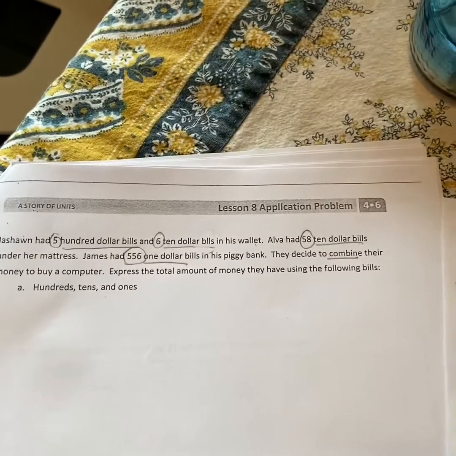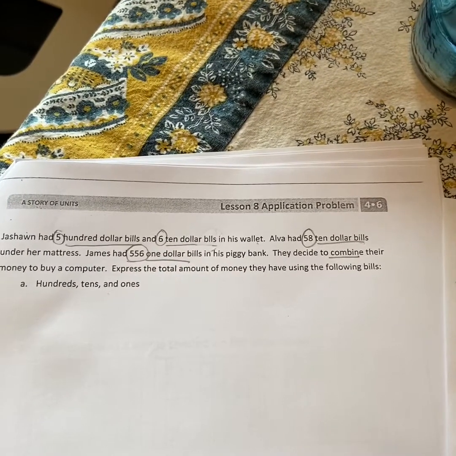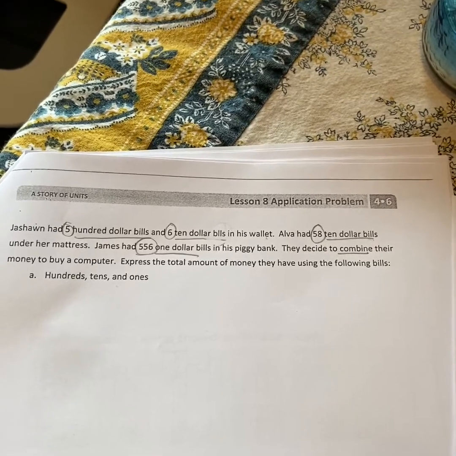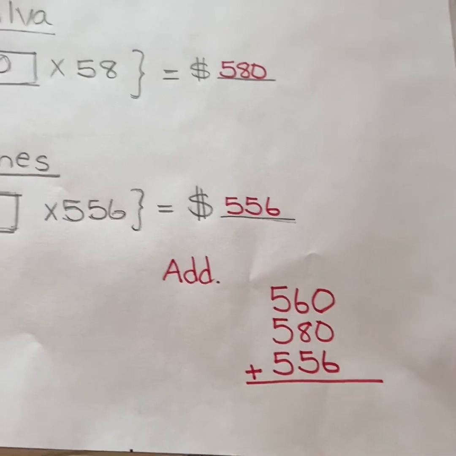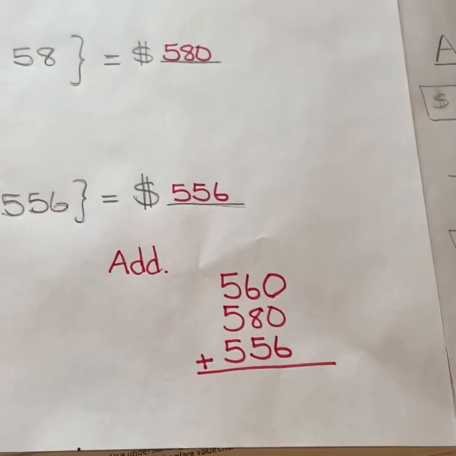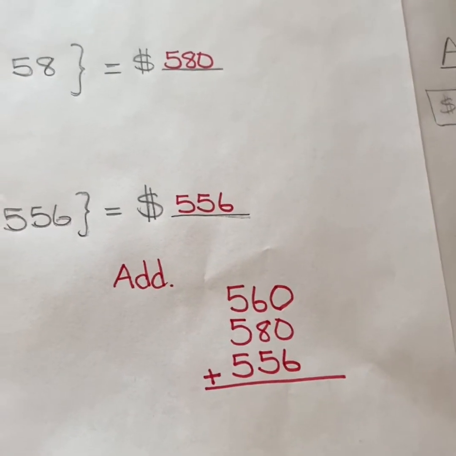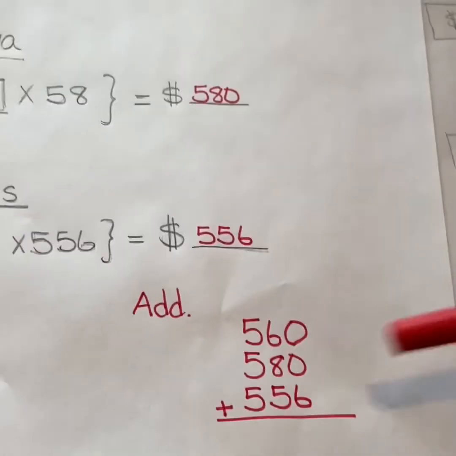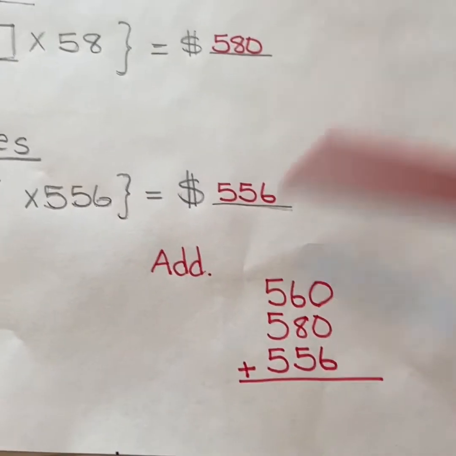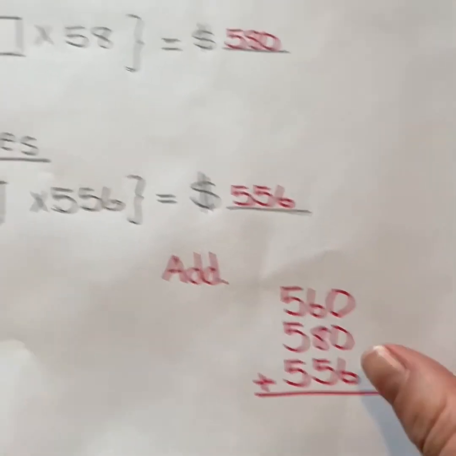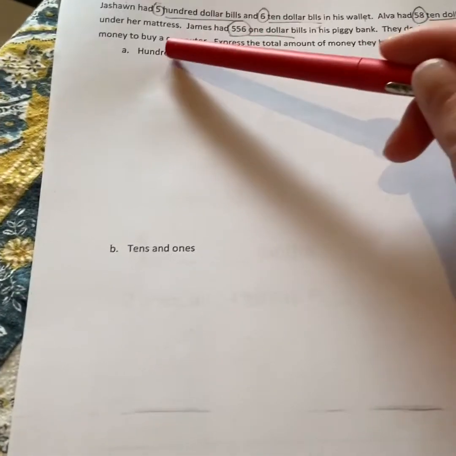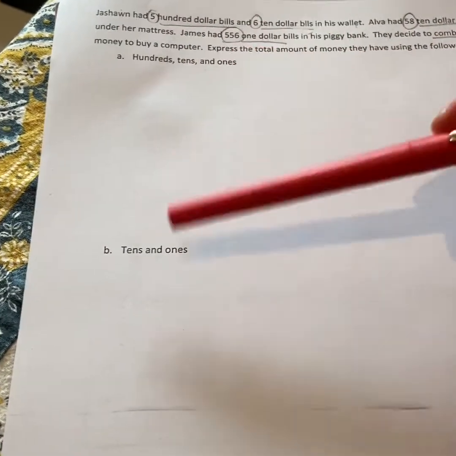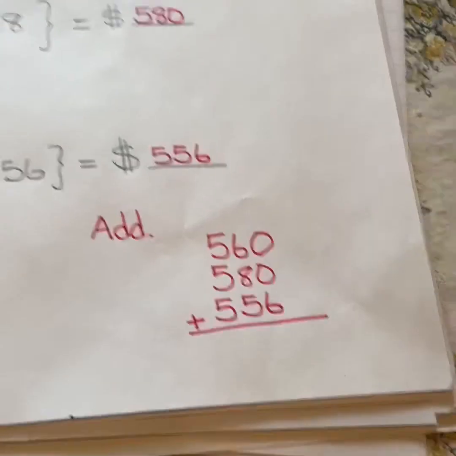So if there's somebody in your house, I want you to turn and tell them, or write down what kind of math you need to do on your paper. So you probably guessed it, we need to add them all together because they're combining their money to buy a computer, which means they're putting it all together. So you're going to add up how much they all had all together, and then we're going to figure out how to break that up into the units hundreds, tens, and ones.